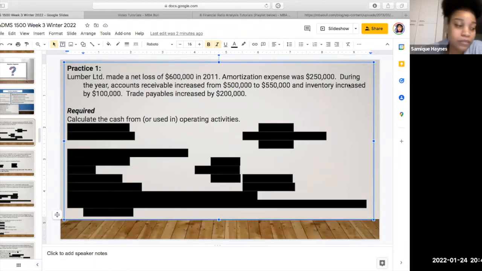except land. All right, so one person so far thinks it's minus 100,000. Anyone else? Minus 450,000. Amortization is depreciation. It's the same thing, just a different word. Minus 400,000.